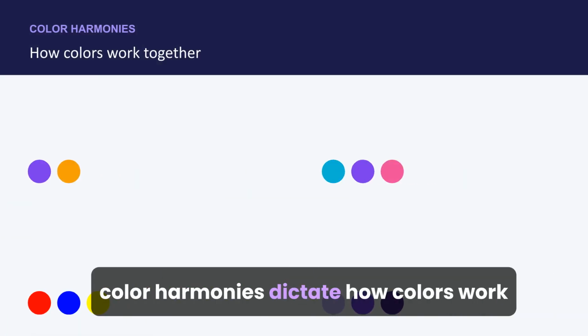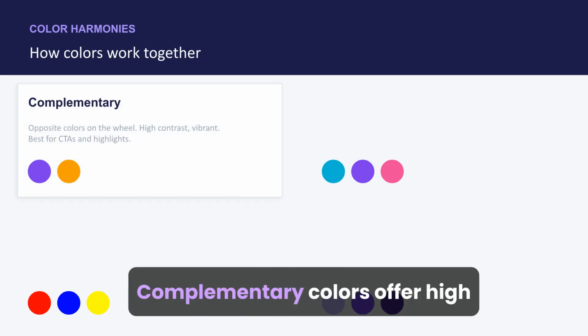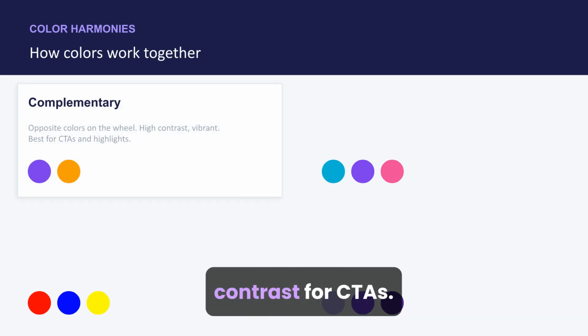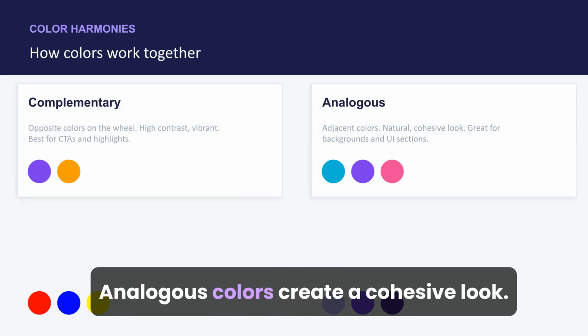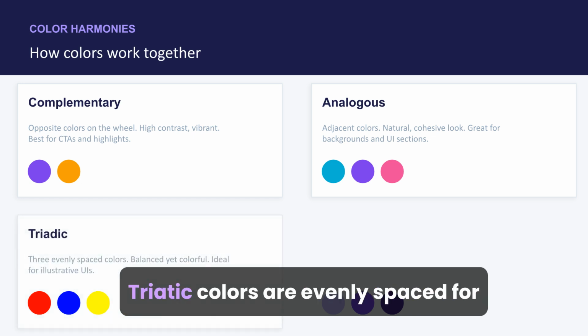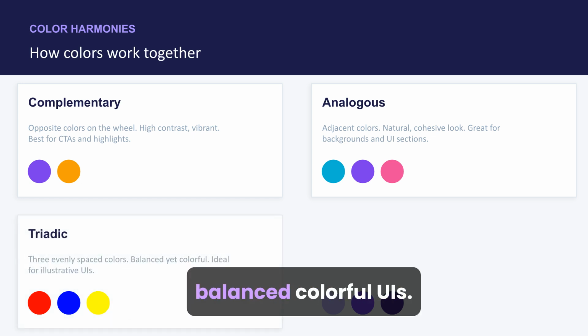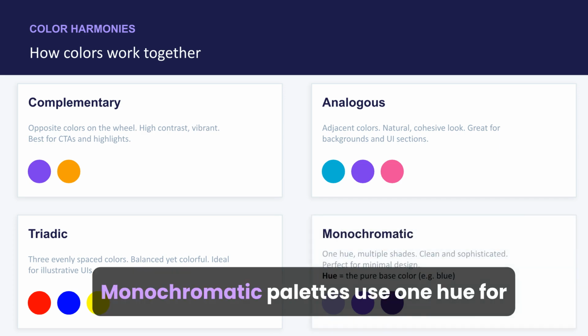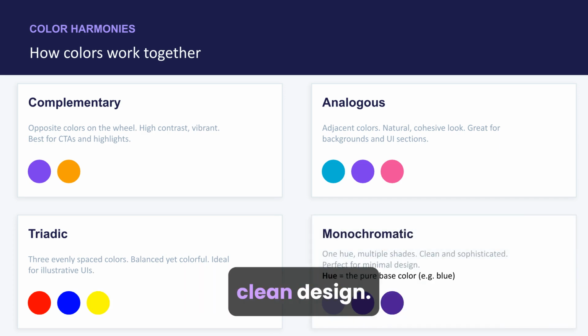Color harmonies dictate how colors work together. Complementary colors offer high contrast for CTAs. Analogous colors create a cohesive look. Triadic colors are evenly spaced for balanced, colorful UIs. Monochromatic palettes use one hue for clean design.